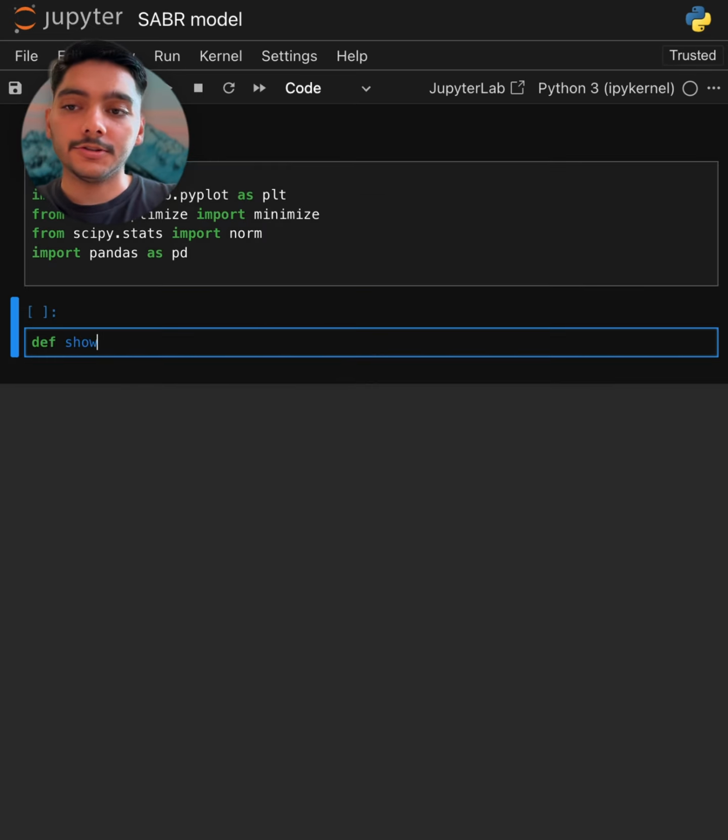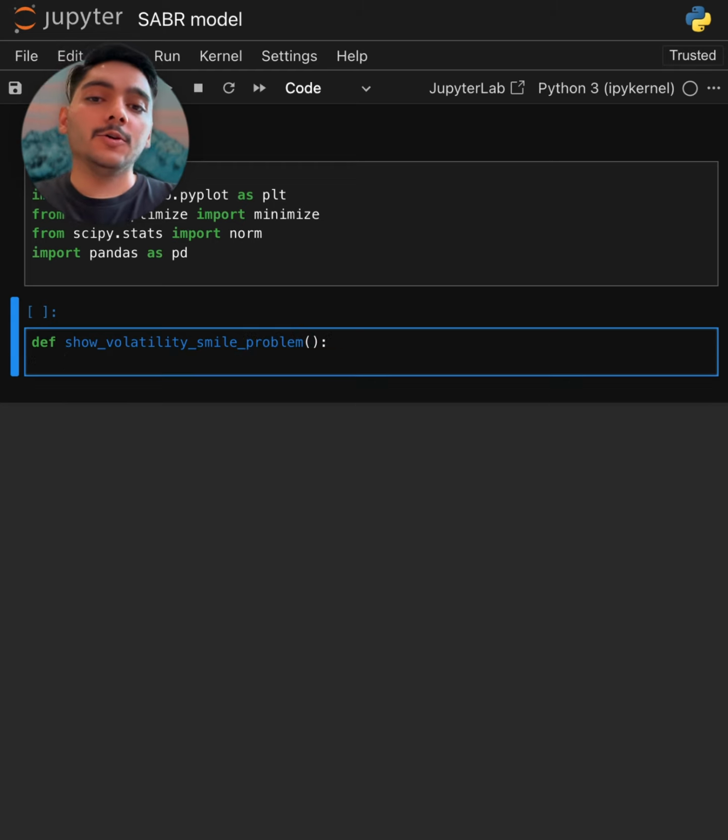def show volatility smile problem. So what does it demonstrate? It demonstrates the volatility smile pattern that Black-Scholes cannot explain. So let me switch on this.